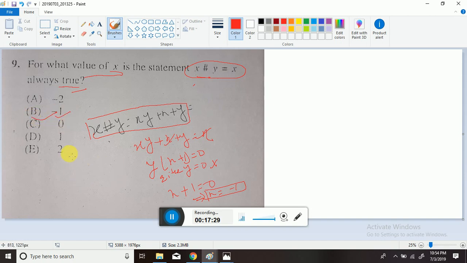You can also check this. If you put this value here, xy plus x plus y equals x, that means x equals minus 1. So minus 1 into y plus minus 1 plus y equals minus 1. This minus 1 and minus 1 cancel, y and y cancel, that is 0 equals 0. So if you have time you can check it if you have doubt. So don't be confused here.